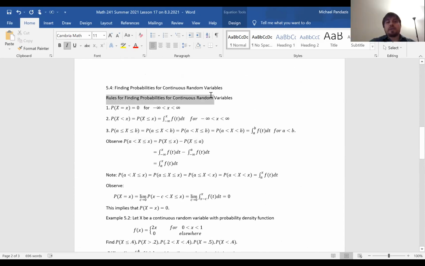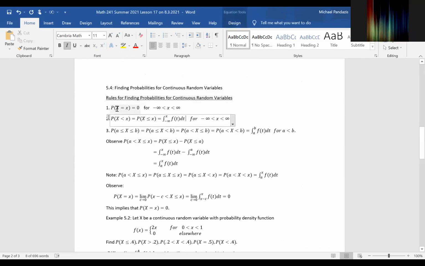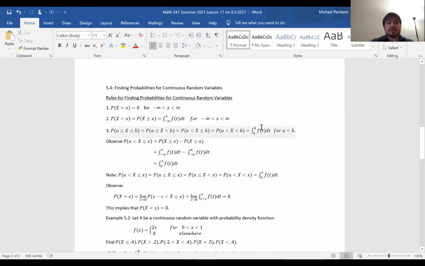See here when I wrote the rules for finding probabilities for continuous random variables, right? Read for me the first rule. P of capital X equals 0. No, that's not what it says. Read again. P, the P parentheses capital X equals x equals 0. Right, the probability capital X equals some fixed value little x is equal to 0, right?